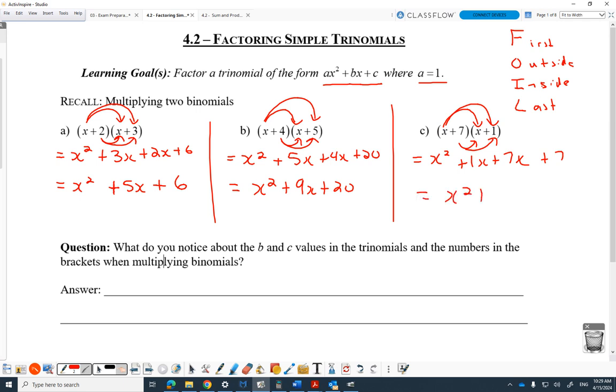I'm not making up a shortcut for FOIL. I don't think you should shortcut FOIL. I'm just trying to understand where all these numbers are coming from. What do you notice about the b and c values?